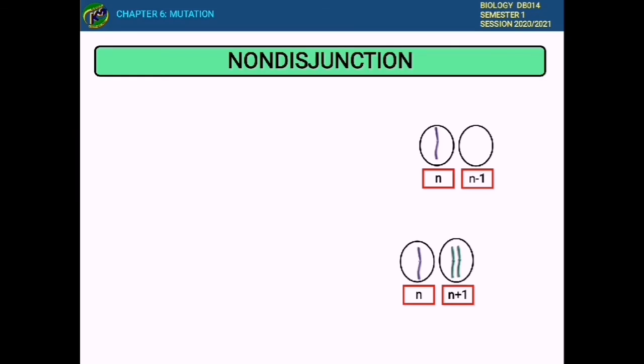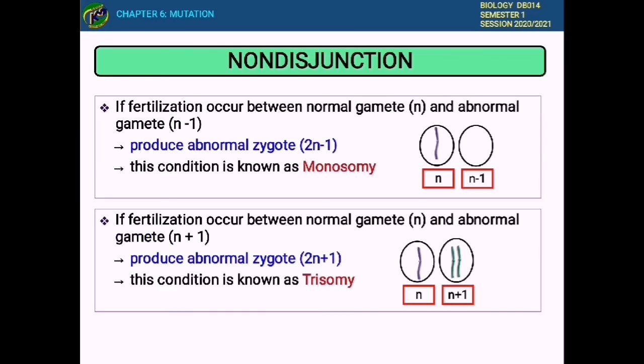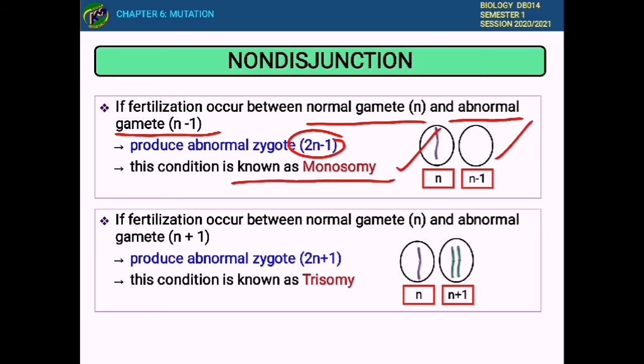So if fertilization occurs between a normal gamete, which is n, and an abnormal gamete, for example n minus 1, the zygote produced is 2n minus 1. This condition is known as monosomy. So here we have a normal gamete fertilized with n minus 1, and the zygote produced is 2n minus 1.